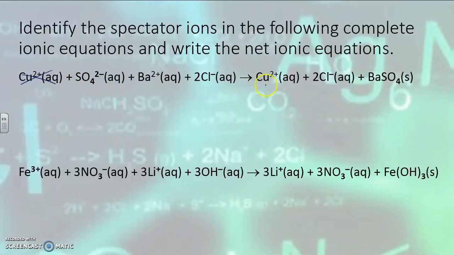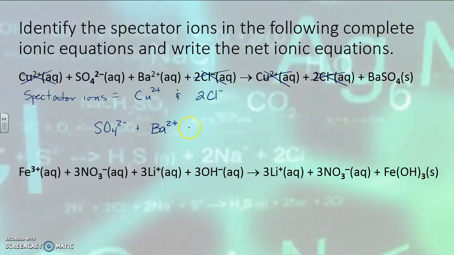Okay, so identify your spectator ions. Well, copper is on both sides and chlorine is on both sides. So our spectator ions would be copper with a positive 2 charge and 2 chlorines with a negative charge. And then our net ionic equation would be SO4 with a negative 2 plus barium with positive 2 gives us BaSO4 solid. All right, so now I want you to pause it. I want you to come back, try this next one, and then come back and check how you did.